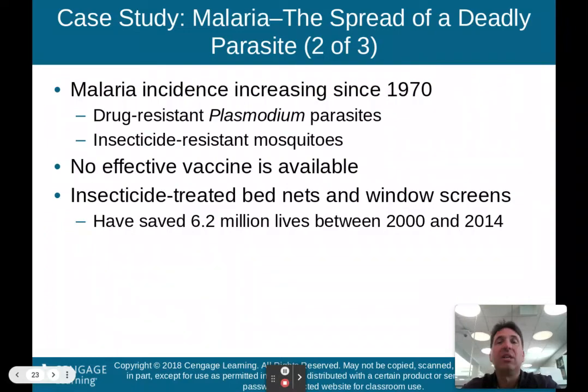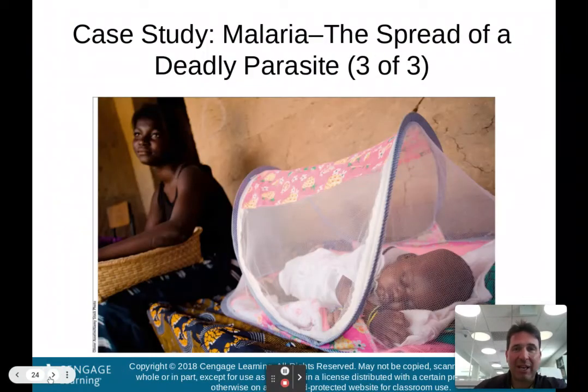So again, because of this, we're seeing malaria increase again. No effective vaccine for malaria. Insecticide-treated bed nets and window screens have saved over 6 million lives between 2000 and 2014.